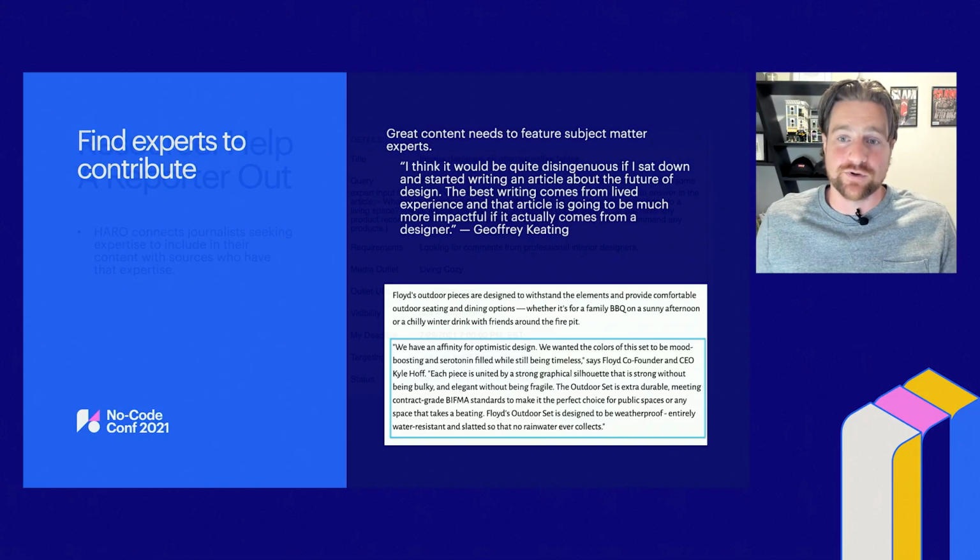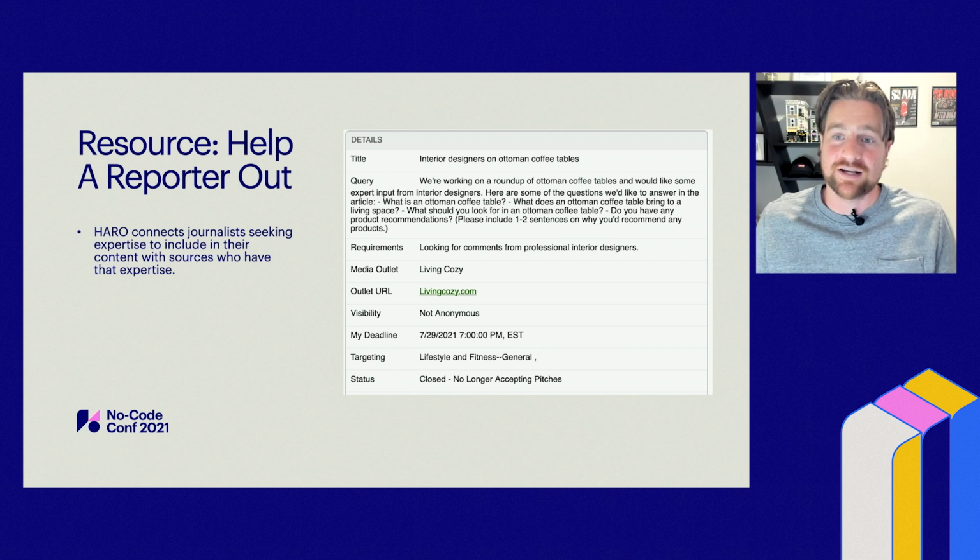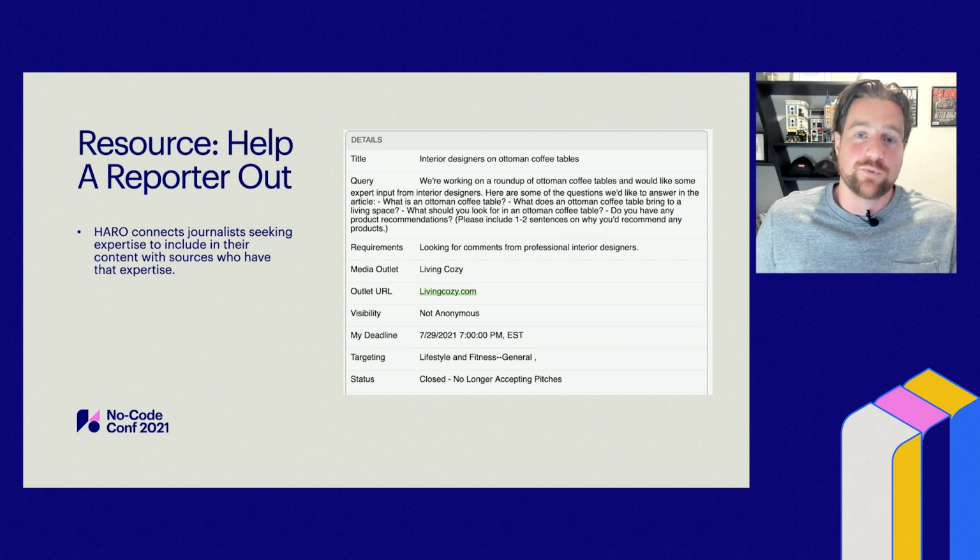And when it comes to finding people to contribute to your articles, you don't need to start cold pitching everyone in your industry or reaching out to people and trying to get them to contribute to your articles. There's a really great site out there called Help a Reporter Out, or HARO, as it's known for short. And what HARO does is connects journalists to sources.